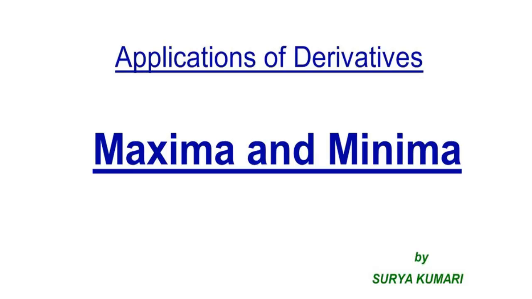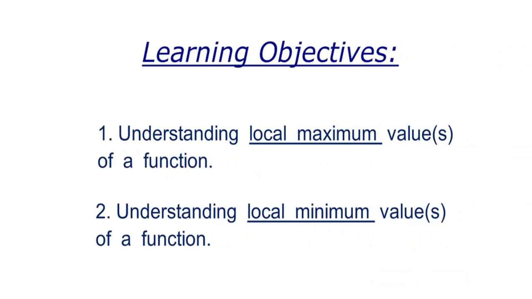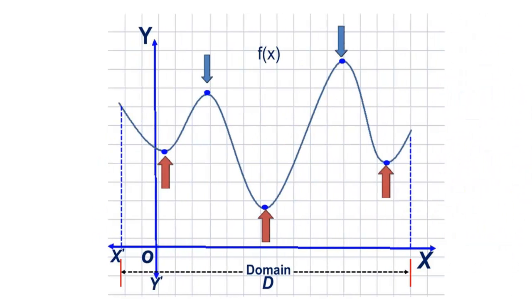In this video on maxima and minima, we will understand the local maximum values and local minimum values of a function. In the previous lecture, we discussed the maximum and minimum values of a function in the entire domain. In this lecture, we are interested in finding the maximum and minimum values of a function in a small interval rather than considering the whole of the domain.